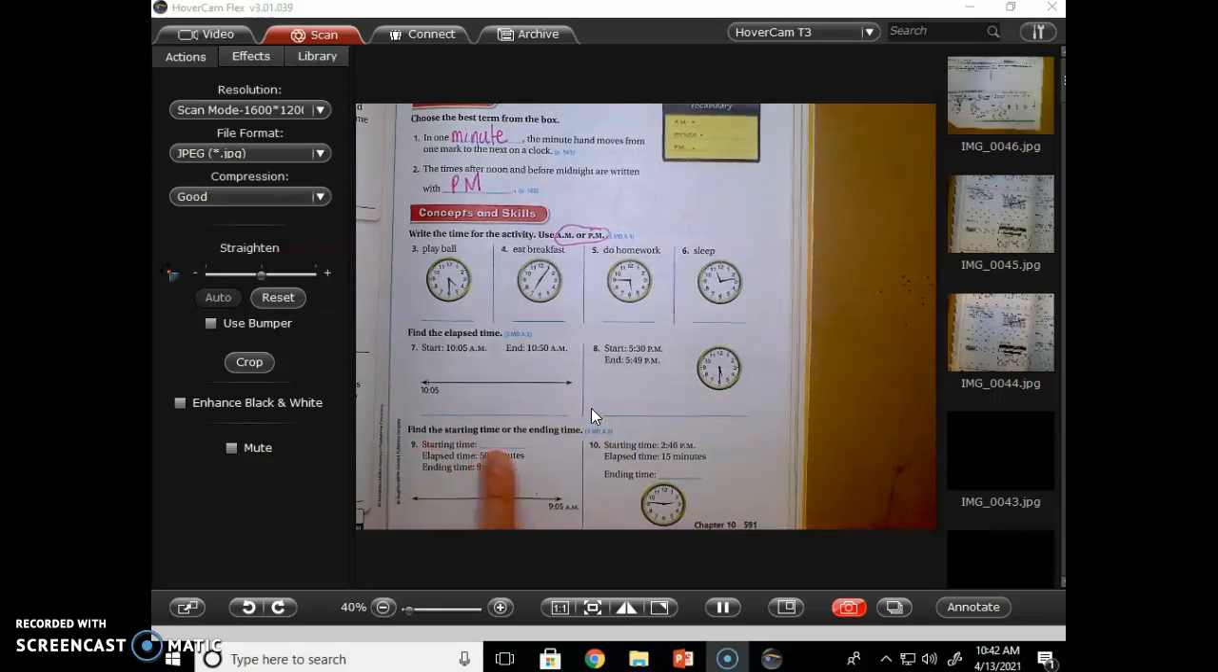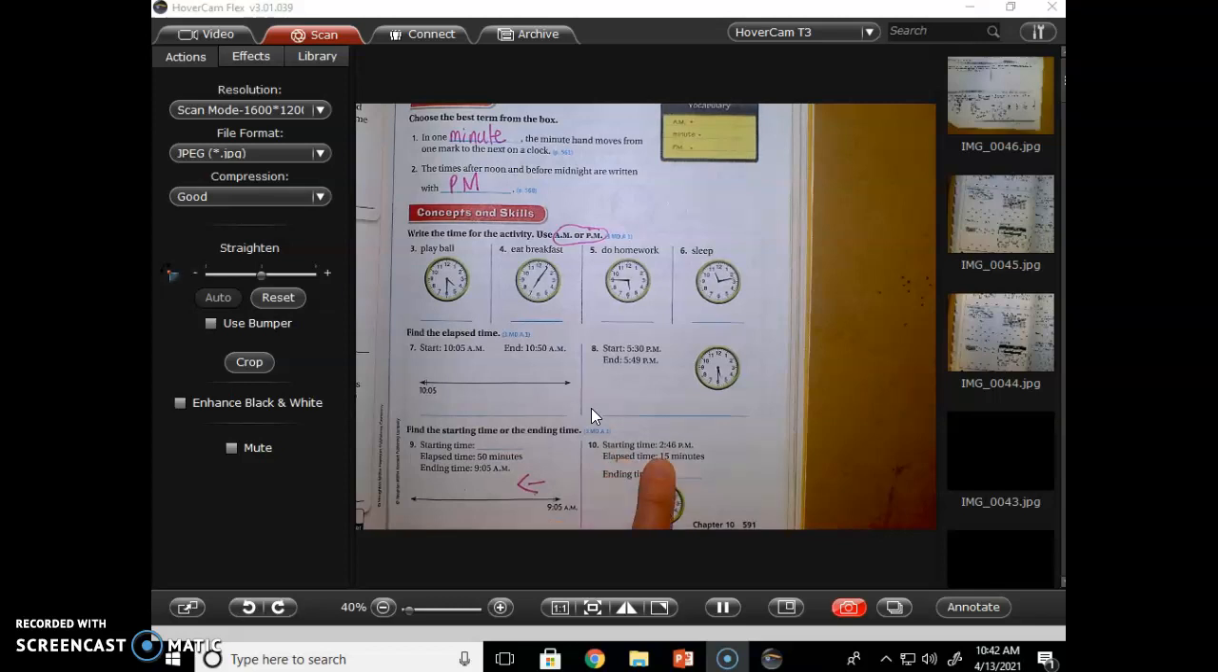Find the starting time or ending time. Here we're finding our starting time. Our elapsed time is 50 minutes. Our ending time is 9:05. So we have to start at 9:05. We have to go back 50 minutes. Remember, break it down into tens. Tens are easy.